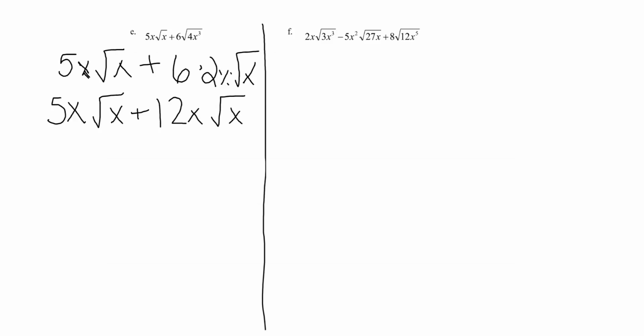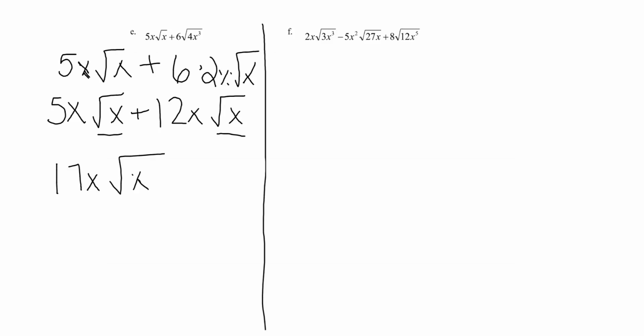So now that I've simplified the second term, I can go ahead and add these together because they both have the square root of x as their radical. 5x plus 12x, they have to be common terms. 5x plus 12x are like terms. I can add them together. It gives me 17x square root of x as my final answer.